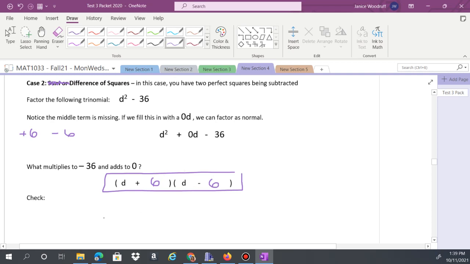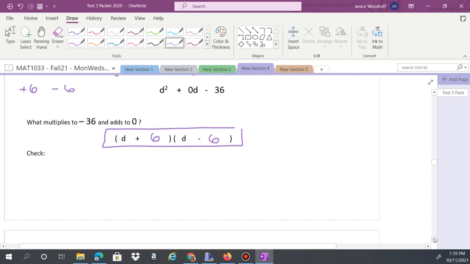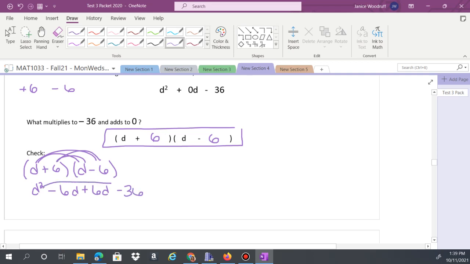So if I check that, we have D plus 6, D minus 6. We go D times D, D squared. D times negative 6, negative 6D. 6 times D, positive 6D. 6 times negative 6, negative 36. Negative 6D plus 6D cancels out. That's where you get that D squared minus 36.